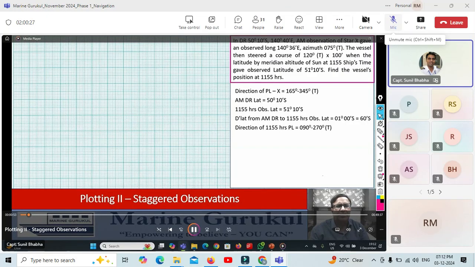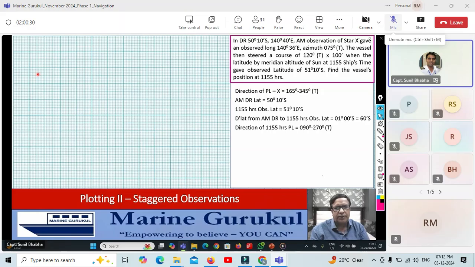Let us understand the full concept and the process through an example. In DR 50 degrees 10 minutes south, 140 degrees 40 minutes east, AM observation of star X gave an observed long of 140 degrees 36 minutes east, azimuth 075 degrees true. The vessel then steered a course of 120 degrees true for 100 miles. When the latitude by meridian altitude of the sun at 11:55 ship's time gave an observed latitude of 51 degrees 10 minutes south, find the vessel's position at 11:55 hours.